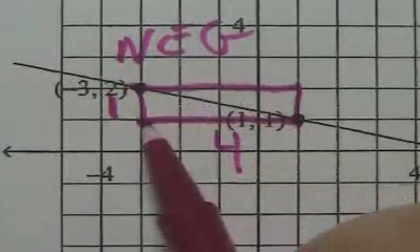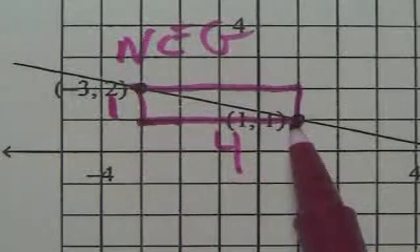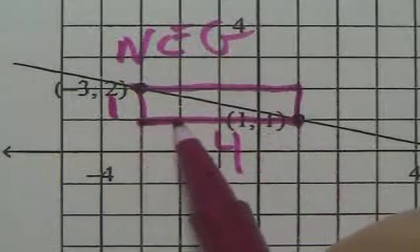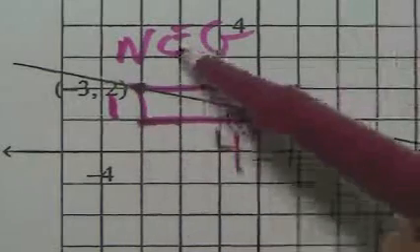Now notice I'm counting the spaces. That's 1 space, 2 spaces, 3 spaces, 4 spaces. I'm not counting the intersections or the points. I'm counting the spaces. So it's negative 1 over 4. And that's your slope.